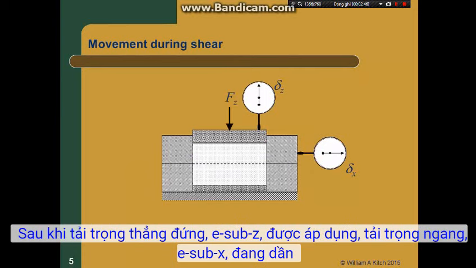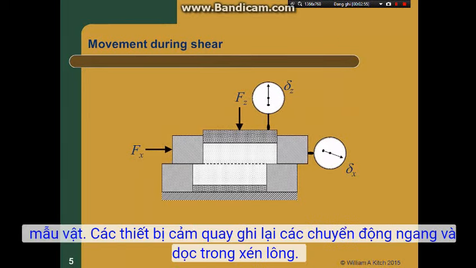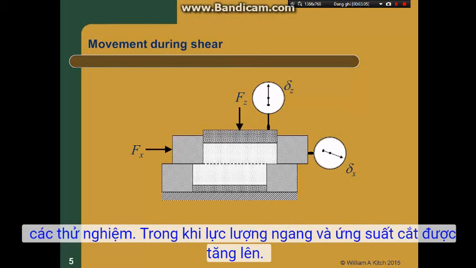After the vertical load F sub z is applied, the horizontal load F sub x is gradually increased. This generates a shear displacement in the specimen. The dial gauges record the horizontal and vertical movements during shearing. The vertical force, and therefore the vertical stress in the specimen, are constant during testing, while the horizontal force and the shear stress are increasing.